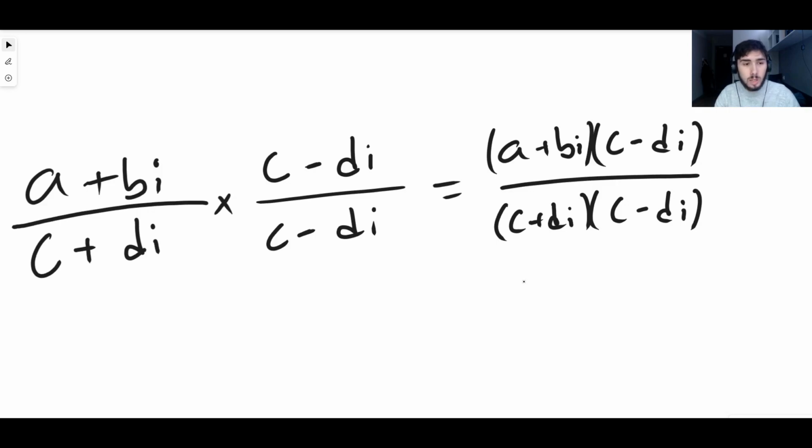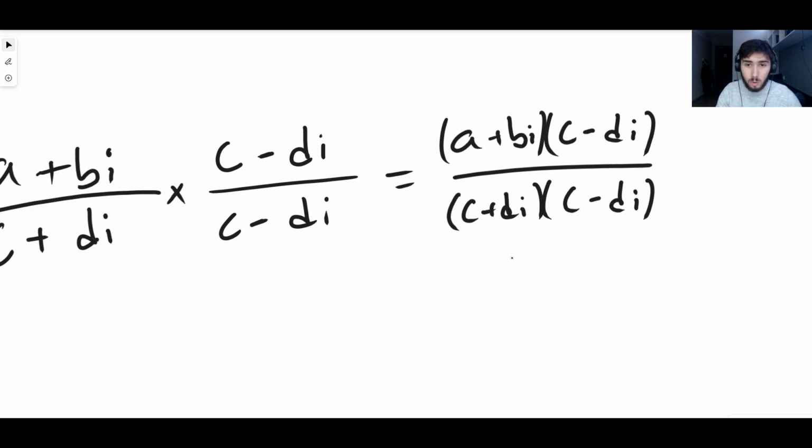The reason why you do this is because you get the difference of two squares on the denominator. You can see that right here. C plus di, C minus di, that is the difference of two squares, which means you will end up with a real number on the denominator all of the time, regardless of what C and D are.